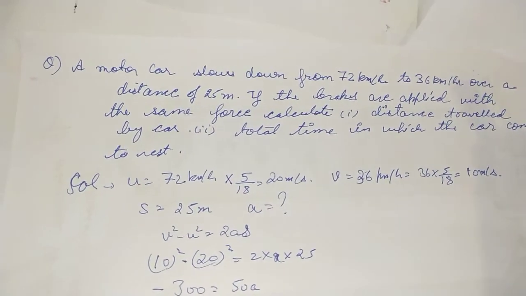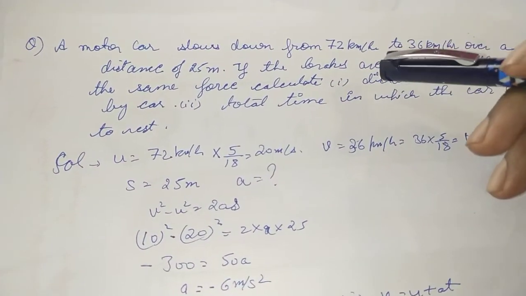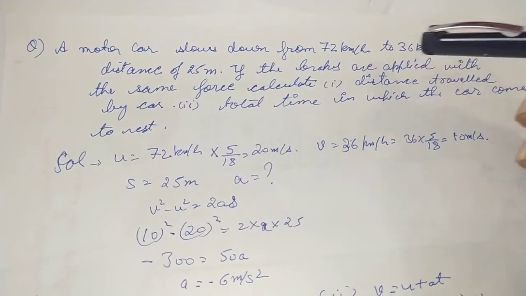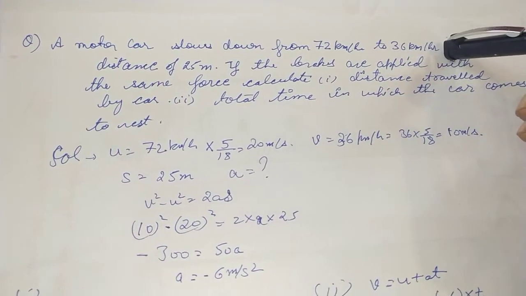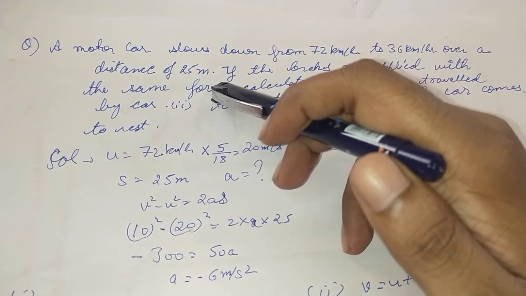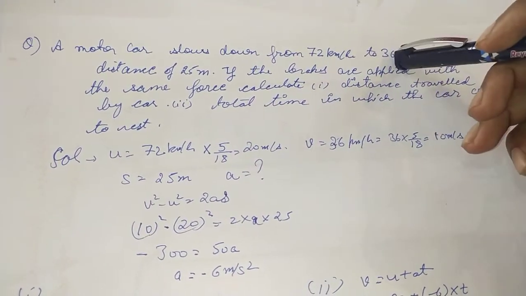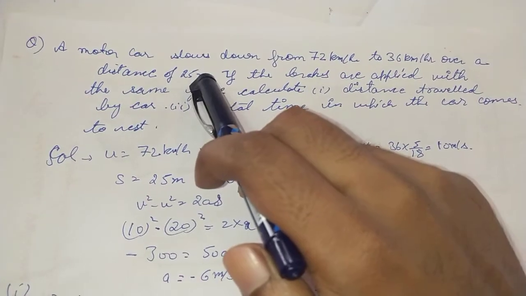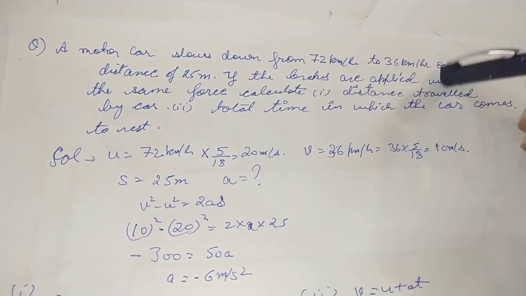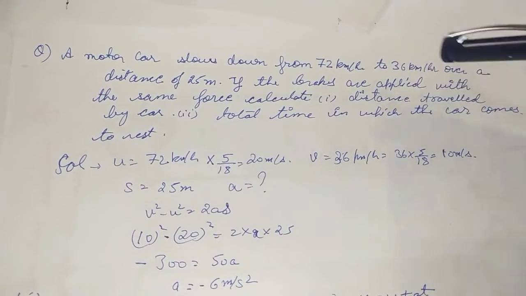Let's take up one more question. A motor car slows down from 72 km per hour, which is the speed it is traveling at, to 36 km per hour over a distance of 25 meters. That means while it was decreasing from this point to this point, the car covered a distance of 25 meters. If the brakes are applied with the same force, calculate the distance traveled by the car.